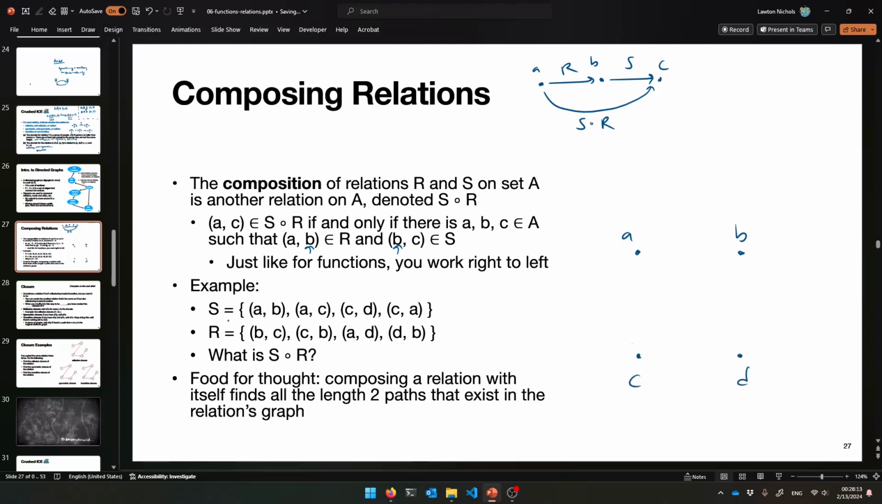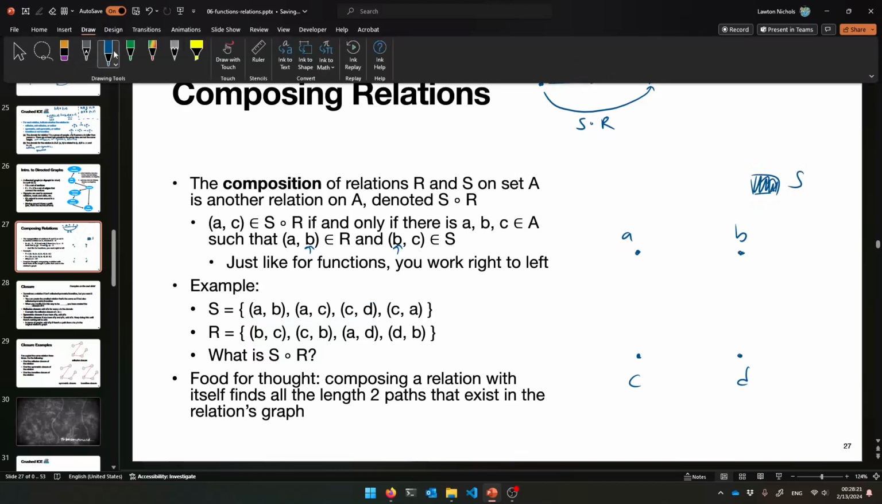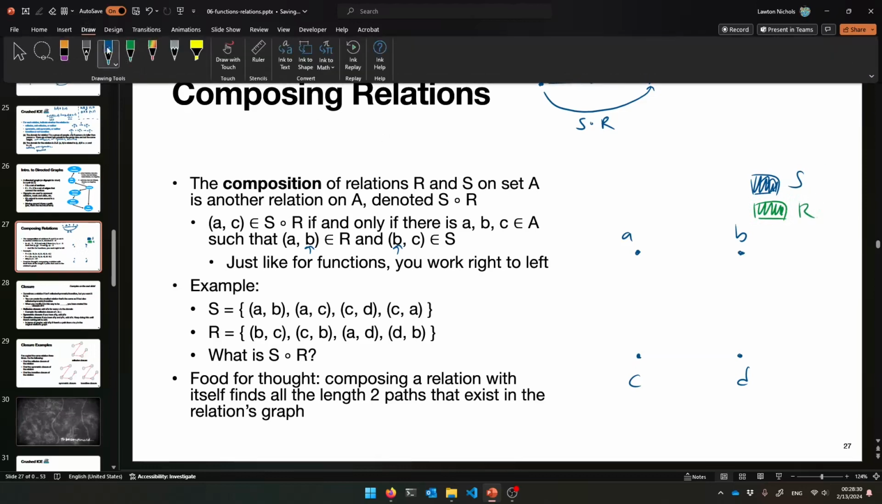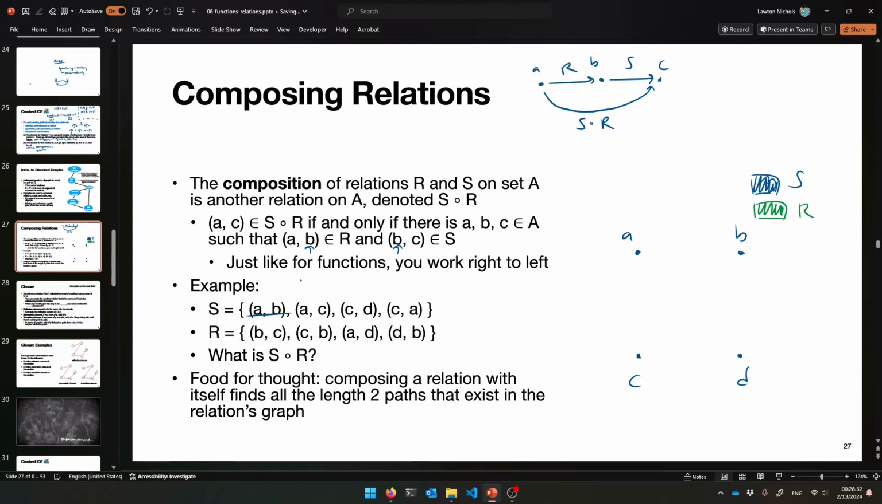Because I have an S relation and an R relation, let's say that the relation S is going to be in blue. Here's my key to this drawing. S is going to be in blue, and then I'll use green to draw the relation R. Okay? So let's do S first, though. Let's write out all the arrows. Let's draw the digraph. So A is related to B under S. A is related to C under S. C is related to D, and C is related to A.